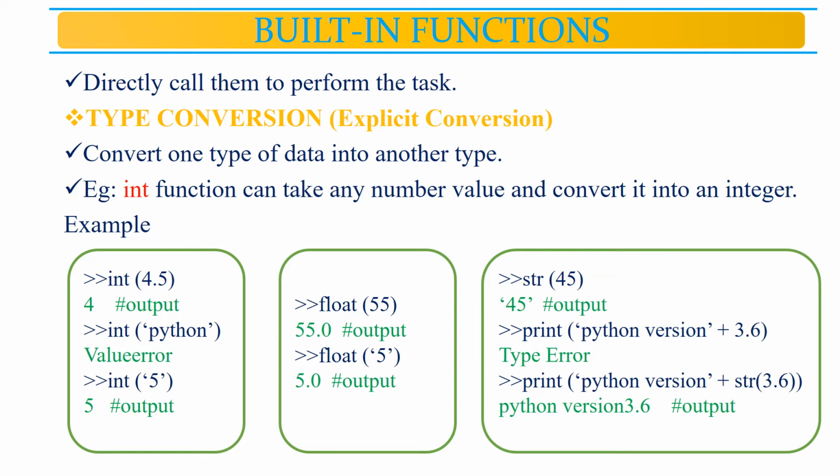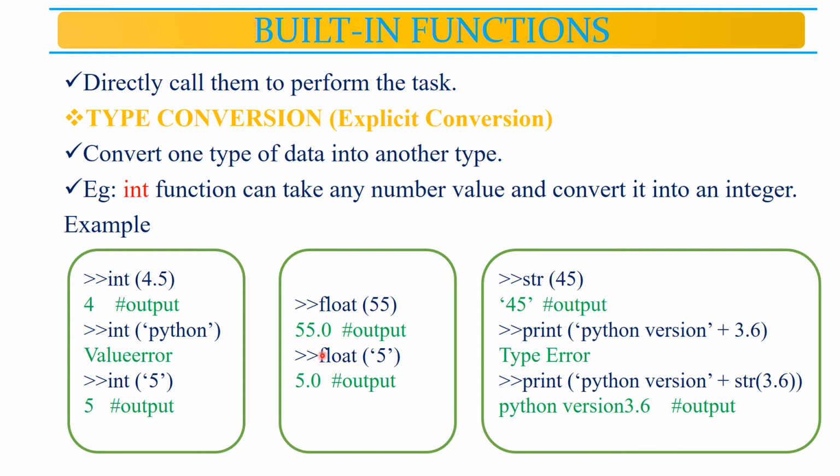The first example is int of 4.5. Here it is a decimal value, and int returns only the integer value, that is, it returns only 4. For example, int of 'Python', which is a string value given in single quotes, shows an error. If I give only the number in quotes, it will print 5. This is for integer output.